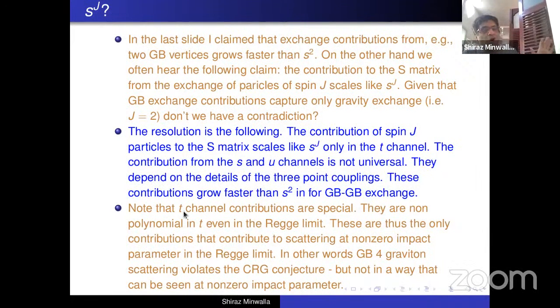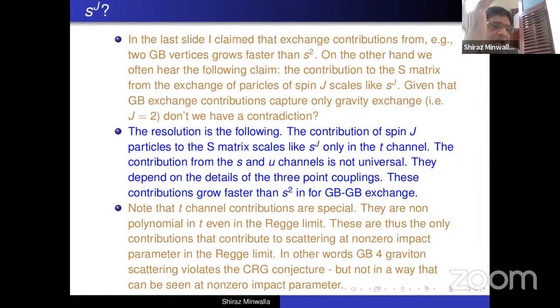So the terms that violated the CRG conjecture were analytic in T, but not in the T channel. The T channel has 1 over T, so it's not analytic in T. Whereas the terms that were non-analytic in T and that you could see at non-zero impact parameter did not violate the CRG conjecture. This is why CEMZ did not see this violation.